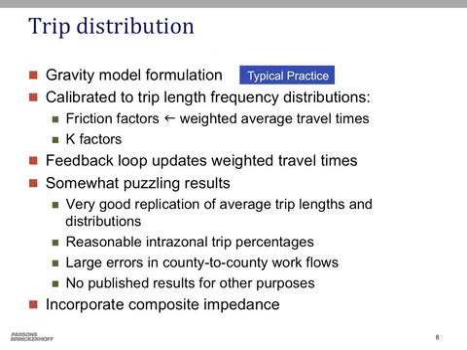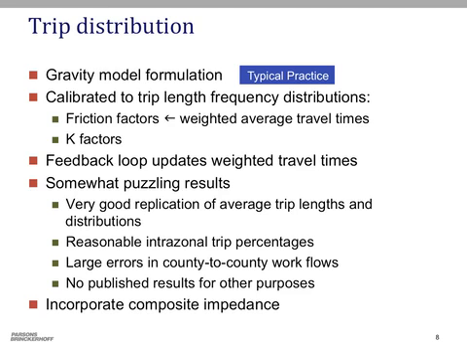Their trip distribution is likewise what I would call a typical practice model. They have a gravity model. It's calibrated to trip length frequency distributions. They use friction factors as opposed to a gamma function or something else like that, and it's based on weighted average travel times. They also use K-factors throughout their model. And as I showed you earlier, they use a feedback loop that would take the results of the model and feed it back into trip distribution. And again, I'll talk about this a little bit later on.